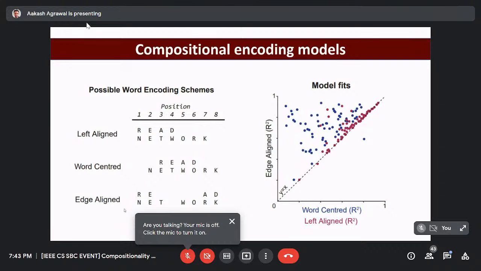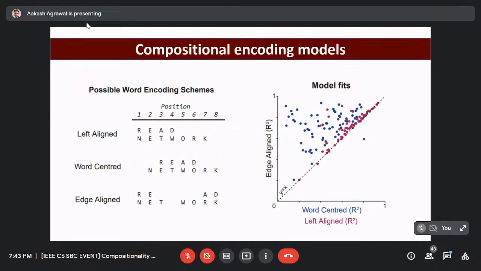I didn't put any equations, but is this part clear, or could I try to explain it better if needed? Any questions? Okay. If not, I will go ahead.